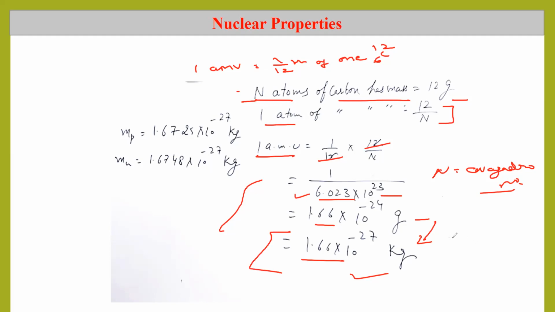Fine. So this is the mass of one atomic mass unit, 1.66 into 10 to the power minus 27 kilograms.